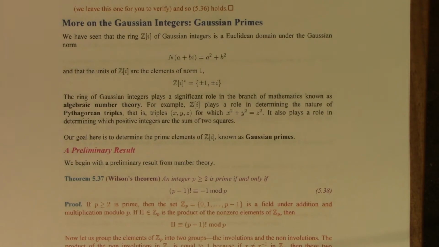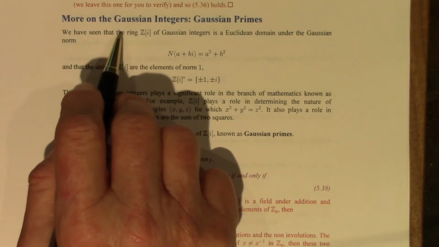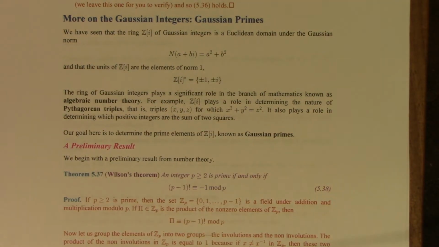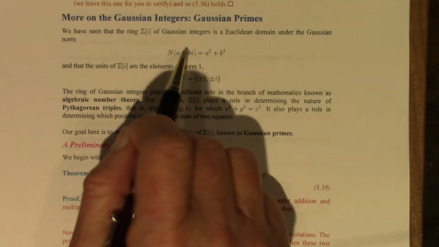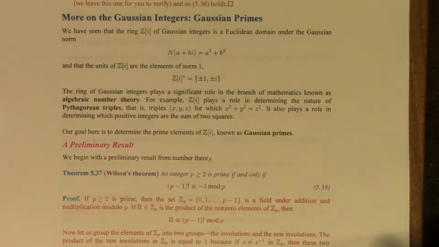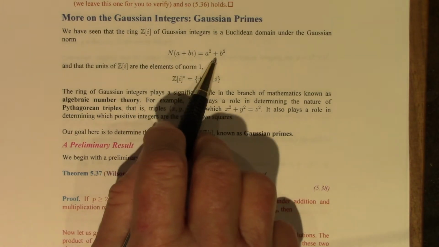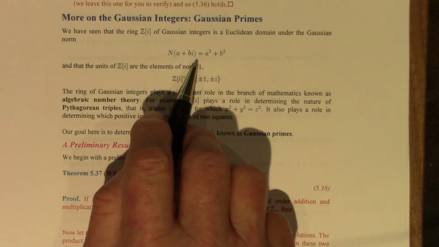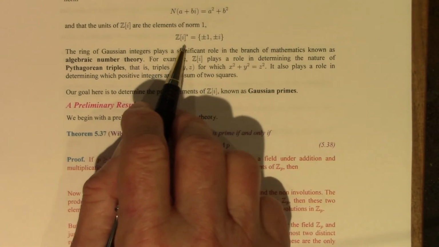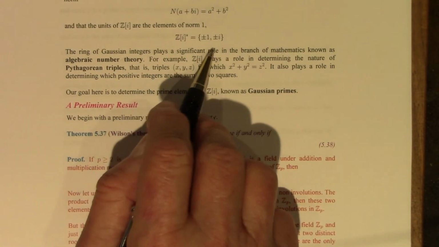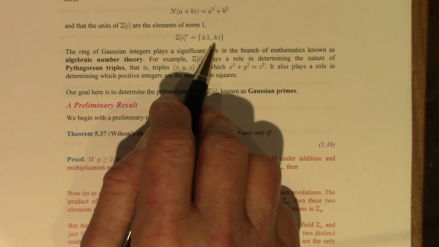Let's conclude our discussion of Euclidean domains with a closer look at the Gaussian integers. We have seen that the ring of Gaussian integers is a Euclidean domain under the Gaussian norm, which is again the square of the complex norm, and that the units of the Gaussian integers are positive and negative 1, positive and negative i.